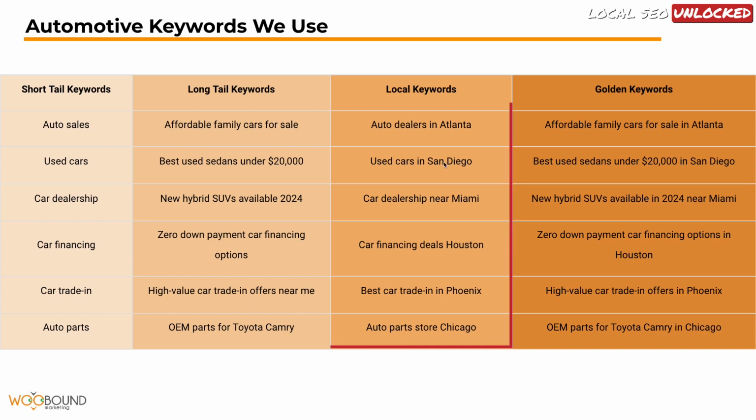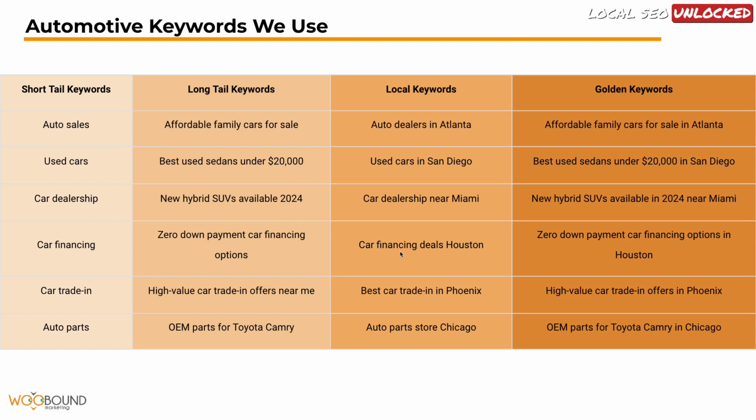From there, we go to local keywords. On the local side is where we start to get into the juicy terms, because this is where people are already looking for a dealership. They're already looking for the specific inventory in town. And this is why, hence local. But this is where we're talking about auto dealers in Atlanta, used cars in San Diego, car dealerships near Miami, car financing deals in Houston. This is people searching for what they want locally.